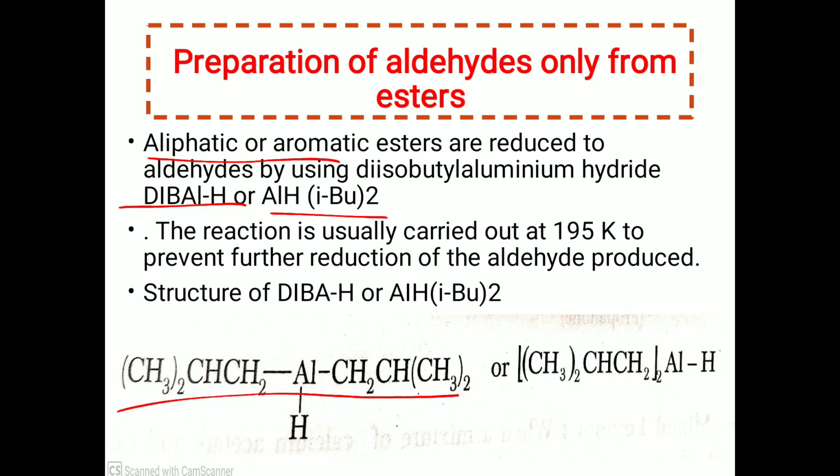This is the general formula for diisobutyl aluminum hydride, DIBAH. The reaction is usually carried out at 195 Kelvin to prevent further reduction of the aldehyde produced. This one is the structure of DIBAH.